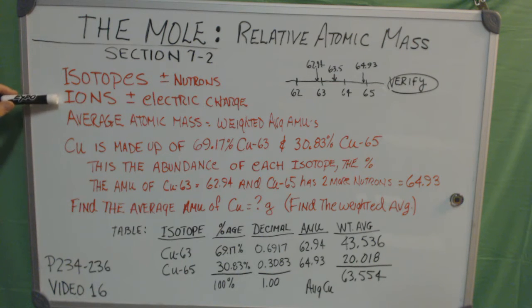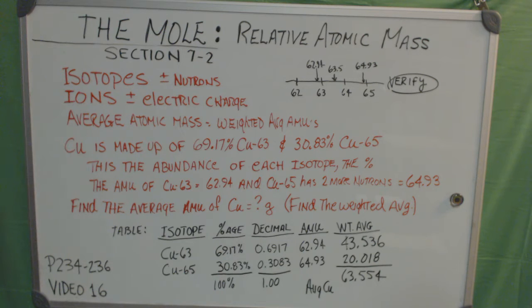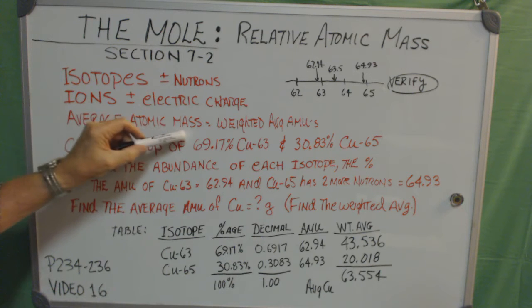Ions, on the other hand, are simply plus or minus electric charge. You change the number of electrons outside of it and it gets charged up. We'll get involved with that later when we do some analysis of these in a spectrometer. And what we want to do is talk about average atomic mass.